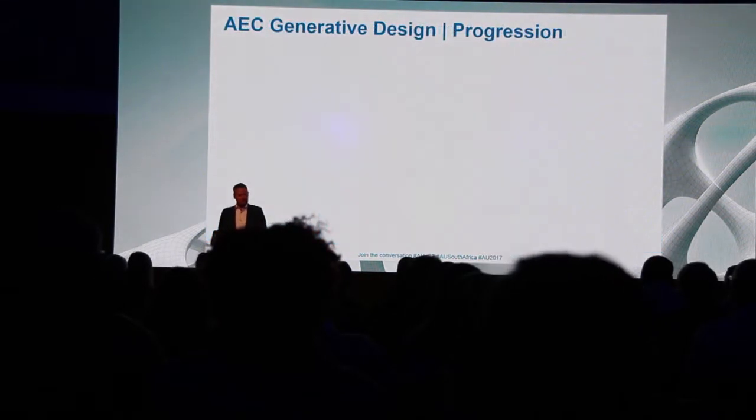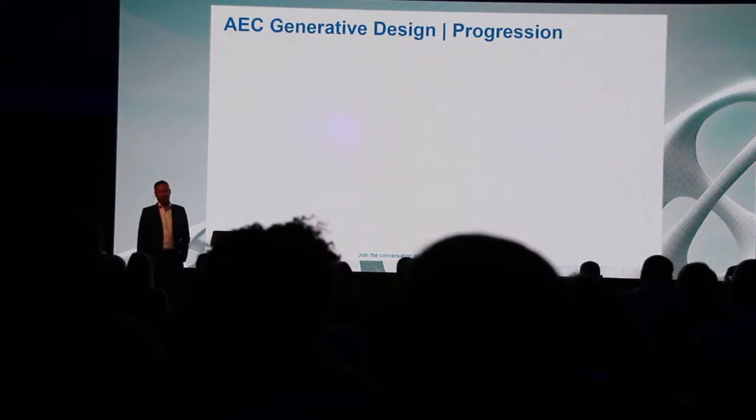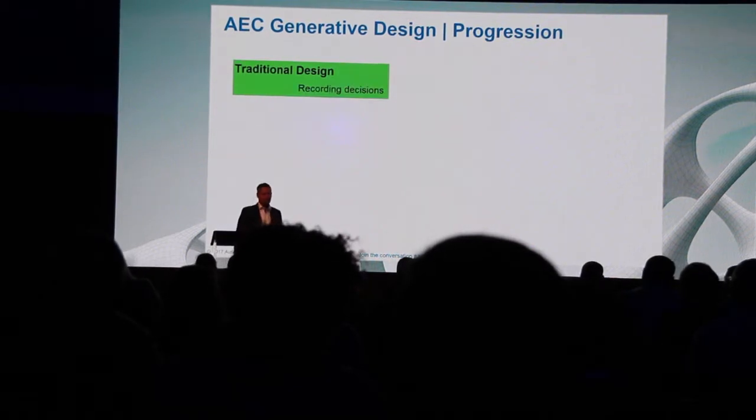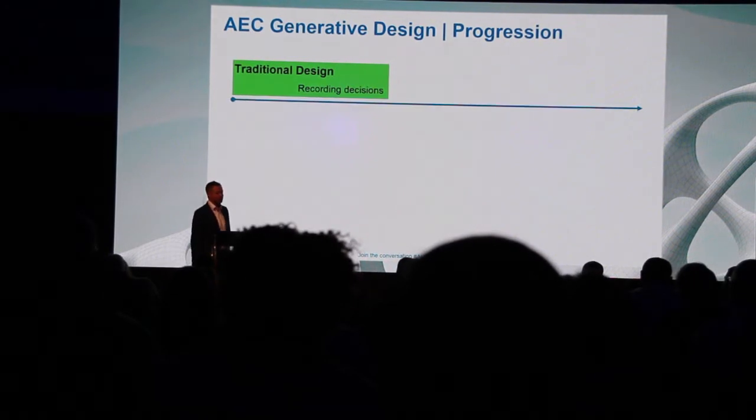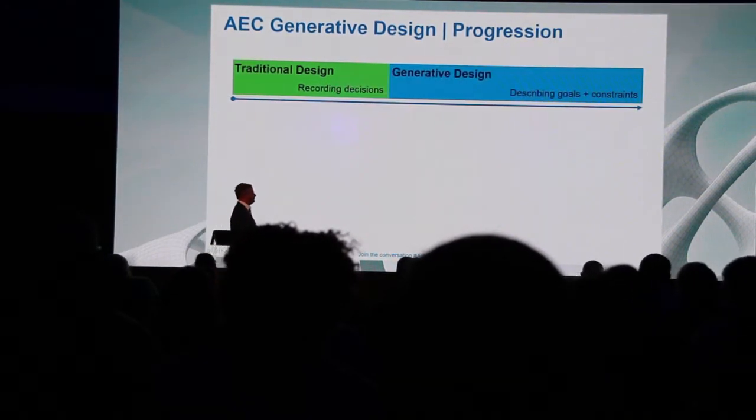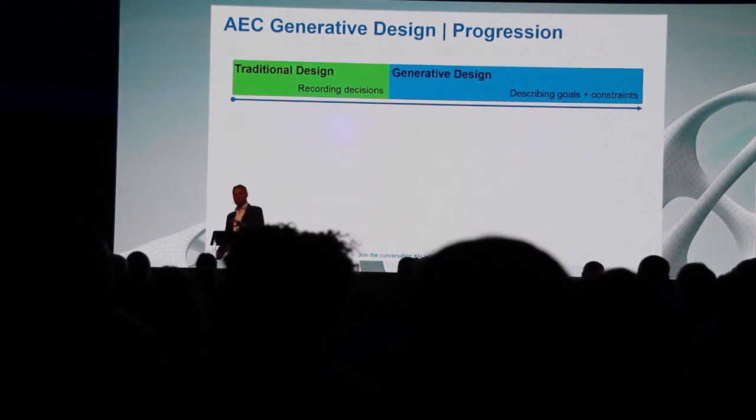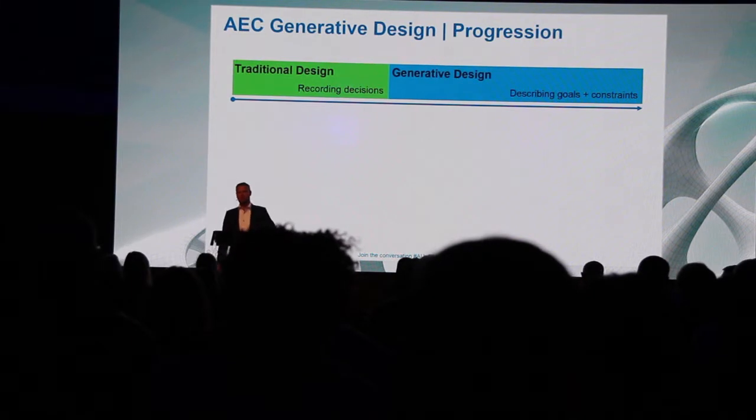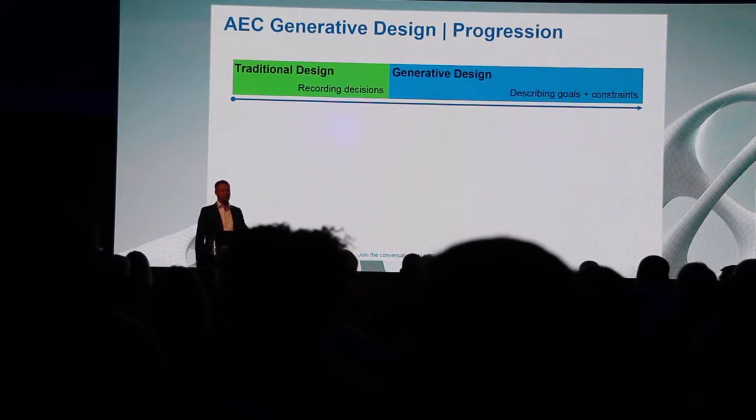So, to conclude, if we look at generative design in the world of AEC, what is the progression we have at this moment? Well, traditional design is where we record the decision. Generative design is where we are describing the goals plus constraints. So we have that old way, which is traditional design. We have that new way with that human plus artificial intelligence algorithms, which is generative design.